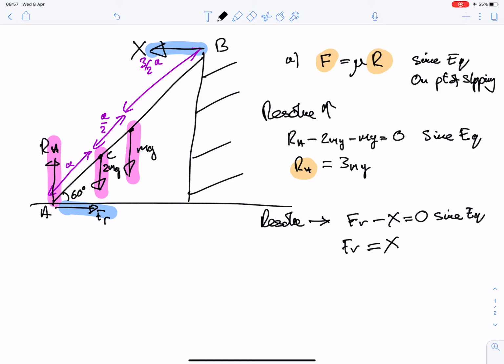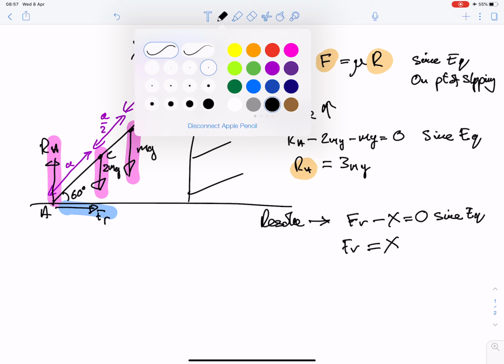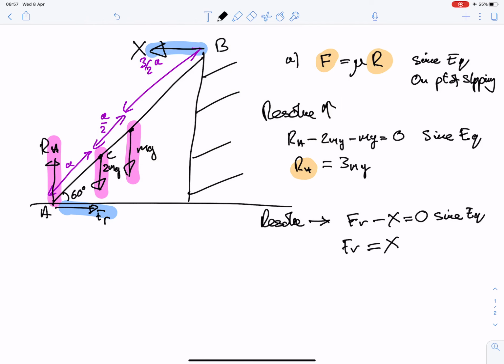So let's look at our diagram, pick out the horizontal forces. So we've got X and we've got friction and nothing else. So we get friction minus X equals 0 since equilibrium. So the friction equals X. The only problem is we don't know X.